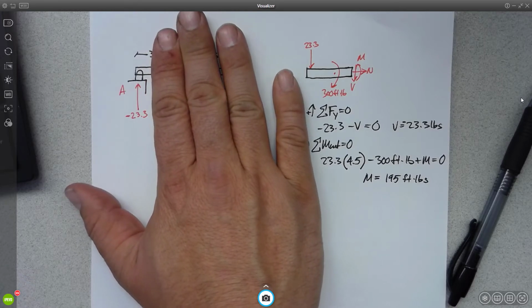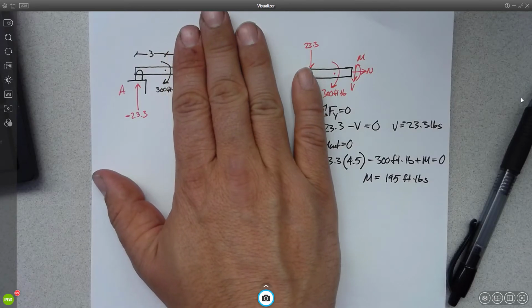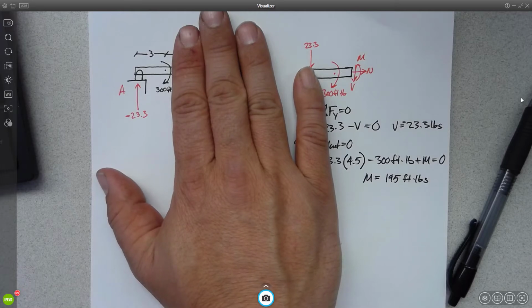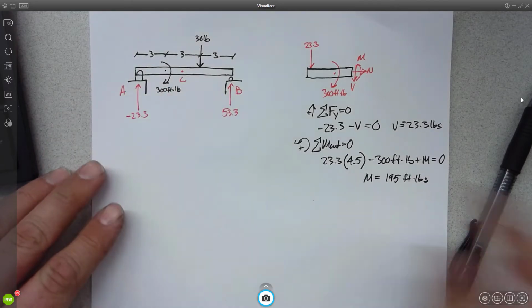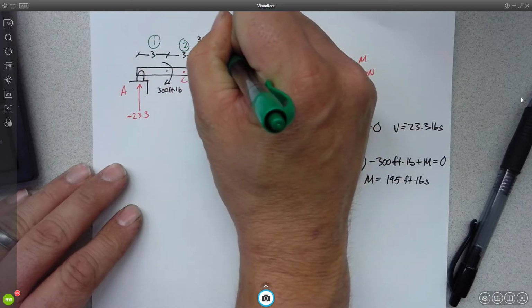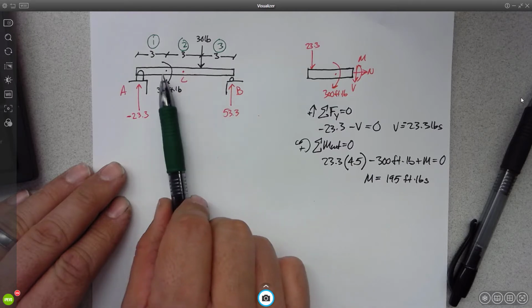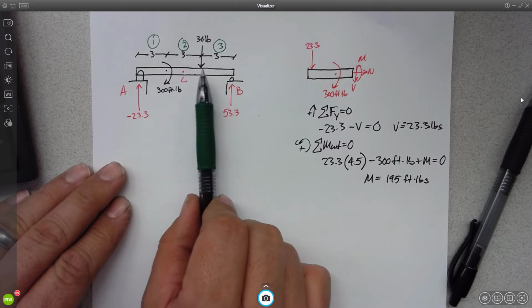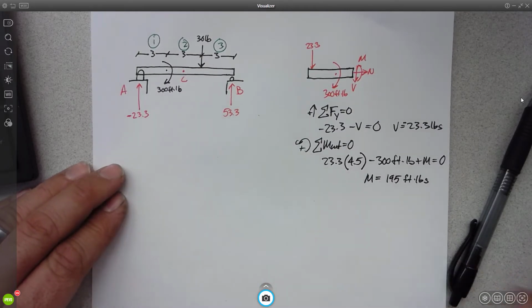How about if I move over? What would it have to be now? All the way till here, we don't know. Something might change. Okay? So what we need to do is to divide the beam into 3 regions. And the boundaries of each region are where there's a force application. Okay? Because that means something's going to change. All right? And then we look at each of these 3 regions.